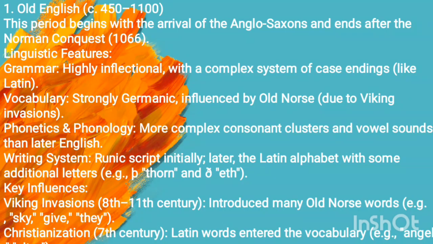Let's see the first one, grammar. Highly inflected, like Latin, meaning words changed form depending on their roles in a sentence. For example, the word stone in different cases: stan, stanes, stane. Then next one, vocabulary, that is primarily Germanic with some Old Norse and Latin influence. For example, from Old Norse: sky, give, they, take; from Latin via Christianity: altar, angel, school.